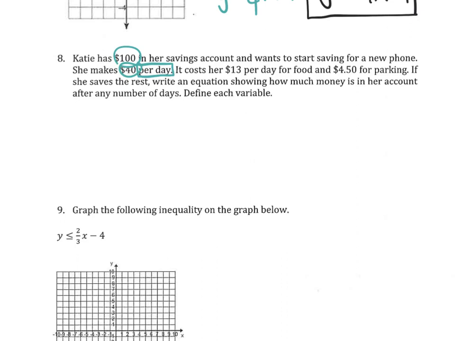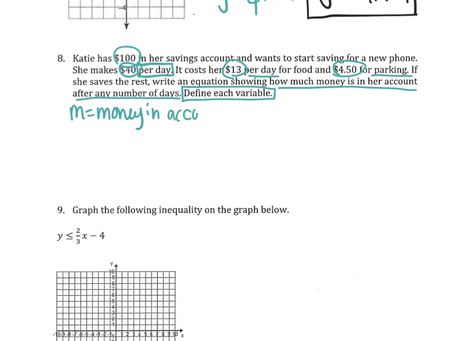It says it costs her $13 per day for food, $4.50 for parking. If she saves the rest, write an equation showing how much money is in her account after any number of days. Okay, so it looks like it wants to define the variable, so I'm going to do that first. Looks like money in her account. I'm going to use M for money, and then D for days. Days worked specifically.